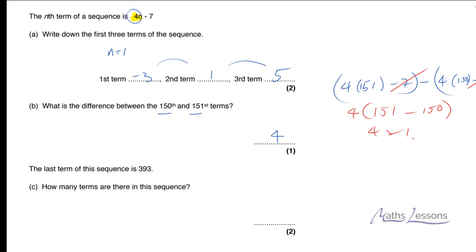The last term of the sequence is 393. How many terms are in this sequence? So 393 must equal 4n minus 7. So therefore 400 will equal 4n. So therefore n will equal 100.